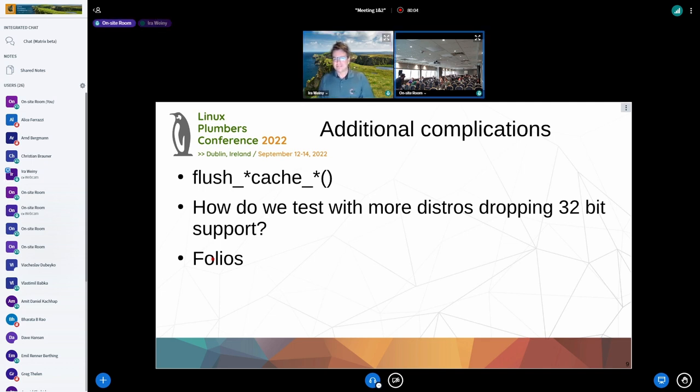Sure, no problem. So I've added one API which lets you map a single page out of a folio. So you get given 2 to the n pages in a single folio, and you can choose one of them to map, because that's kind of the API that we have right now. I thought this was going to be sufficient. Turns out I was wrong.